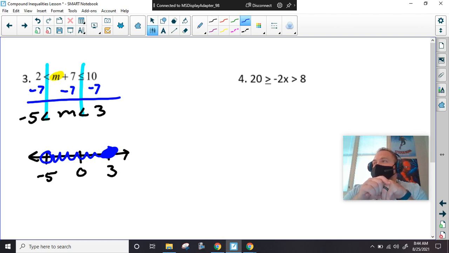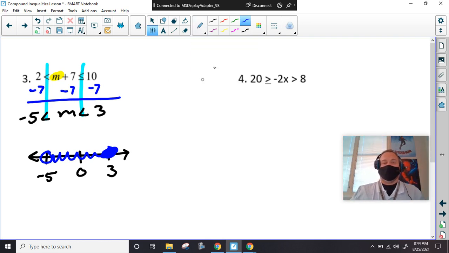Wow, you just told me everything. That's a very good answer. The variable is being multiplied by a negative, so we're going to have to divide by a negative, which is going to change our inequality signs. I was just going to say, hey, our alligator heads are facing the opposite direction of the other three.